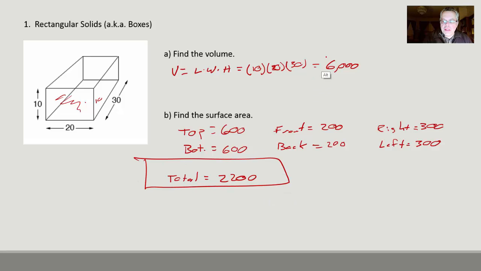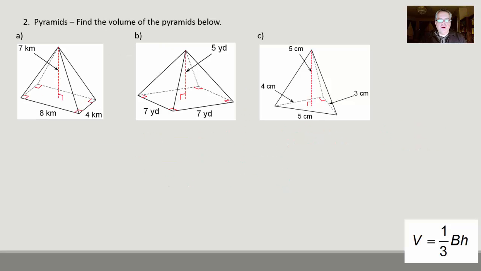I left out units because they didn't give me units, but the volume would be cubic units, the area would be square units. Okay, the next shape are pyramids, and we just have to be familiar with the formula. I included the formula here on the bottom right. It's 1/3 times capital B times H. B is the area of the base.